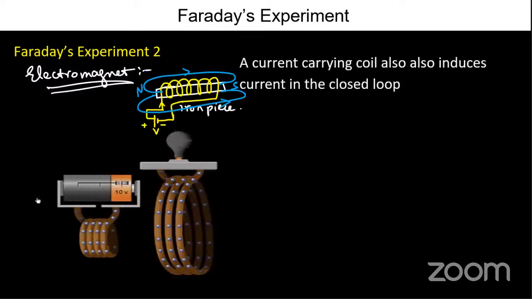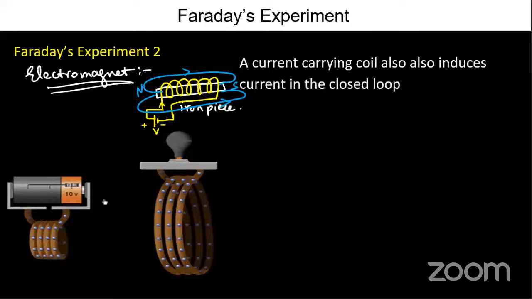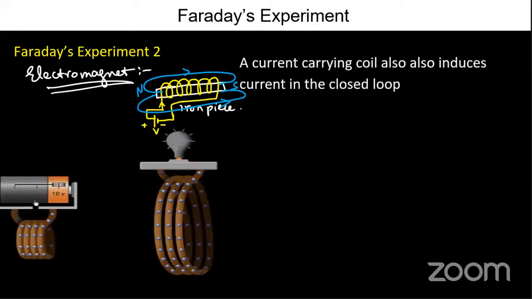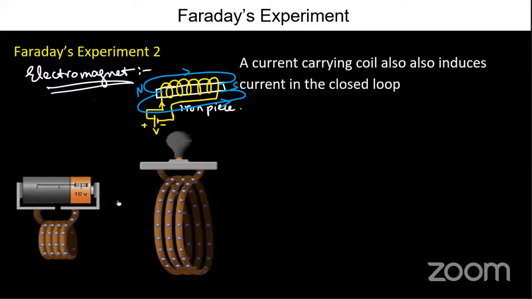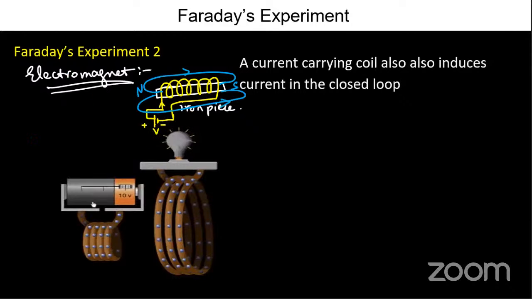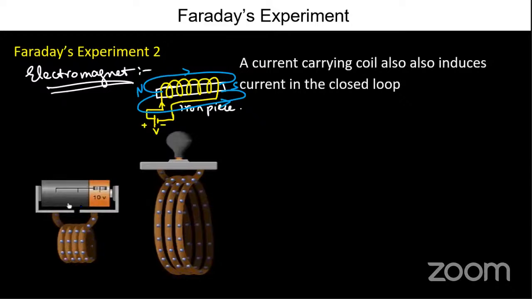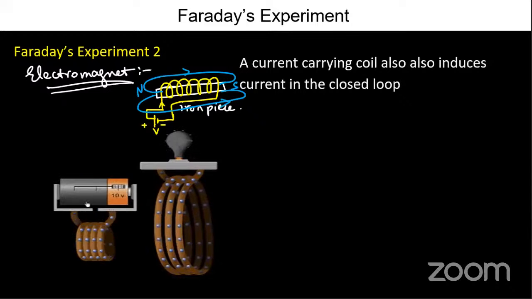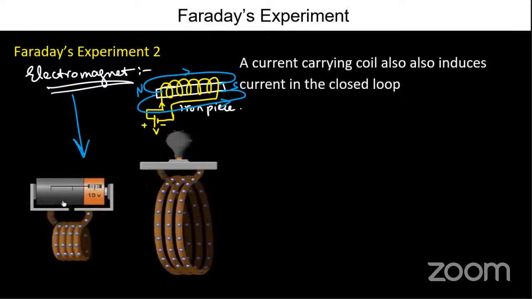Even if you remove the iron piece, this experiment, whatever you learned as an electromagnet, will still exist. So Faraday used the same thing. Instead of using a bar magnet, he used an ordinary coil. He took a coil and connected it to a battery. Now this coil becomes an electromagnet, and he repeated the experiment with the same electromagnet.